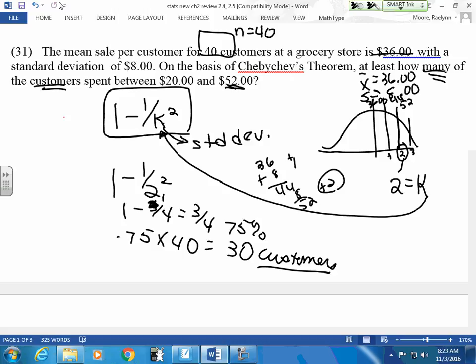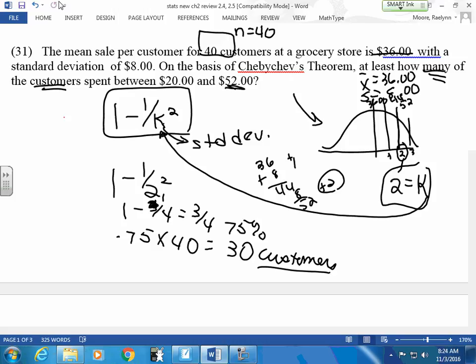Okay? Did we get this? The hard part is this. First you have to find what your K is going to be. Then you're going to plug K into here. Normally, we just say what percentage. You stop at 75. If it says how many customers, you multiply it by your total customers. 3/4 of your customers. So 3/4 of 40 is your 30. Make sense? Okay.